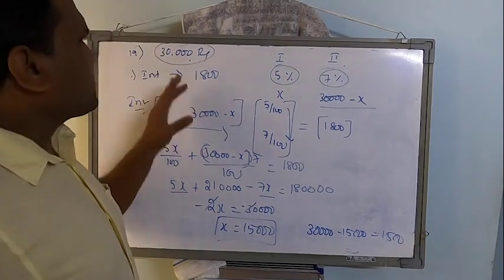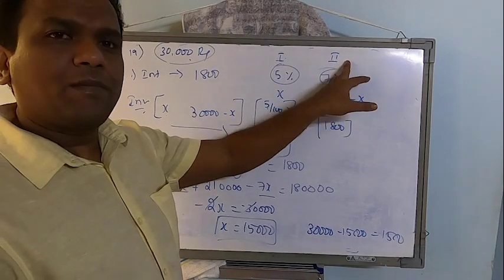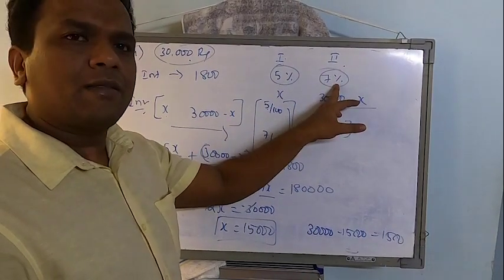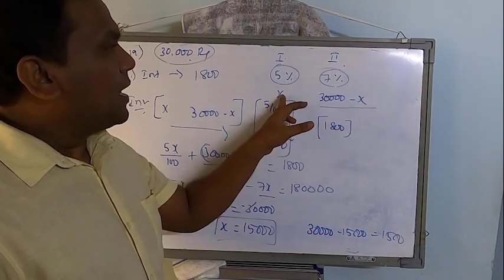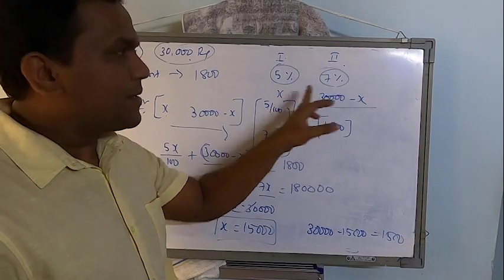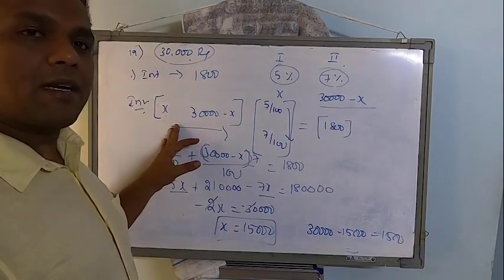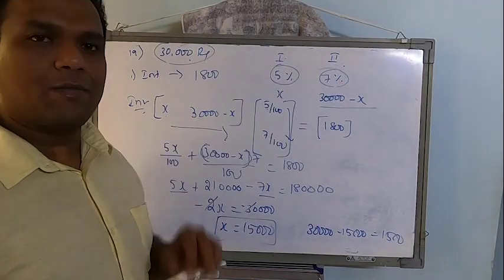So a person has 30,000. It has to be invested in two types of bonds, bond 1 and bond 2. The first one will give me 5%, the second one will give me 7%. I don't know what investment I have to make. I take the first bond investment as rupees x, the second bond investment will be 30,000 minus x. So my investment matrix will be x and 30,000 minus x. The rate of interest is 5% and 7%.